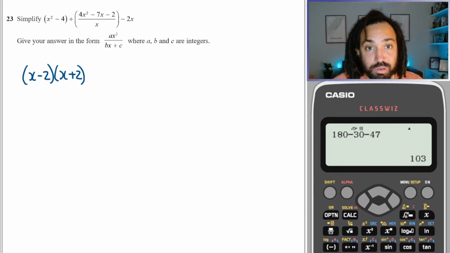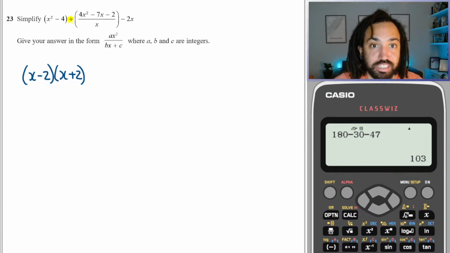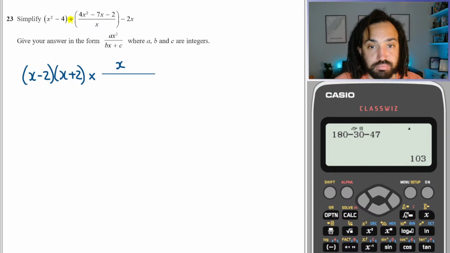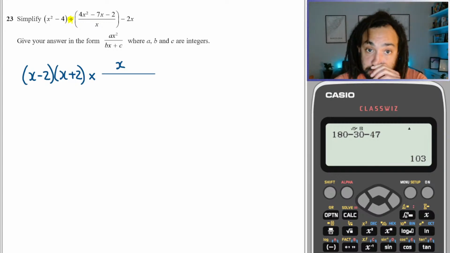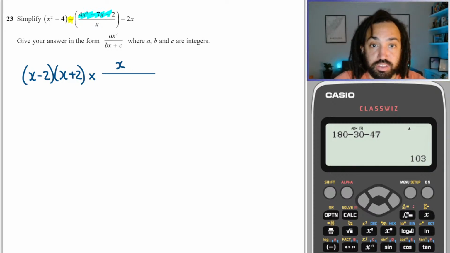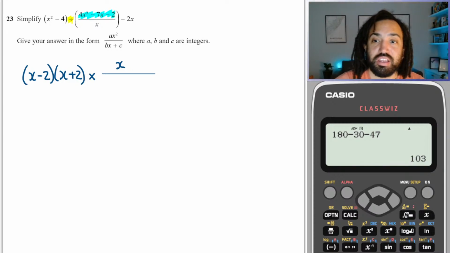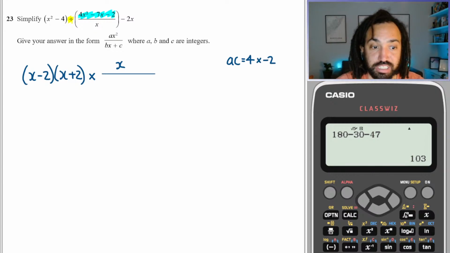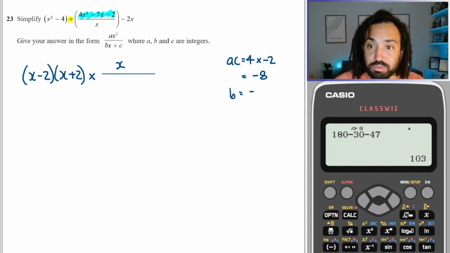Now when we divide a fraction, it's the same as multiplying and flipping that second fraction over. And in the same step, I'm going to factorize this. How do I factorize that? I look at the AC, which is 4 for A and minus 2 for C, and this gives me minus 8. And B is equal to minus 7.